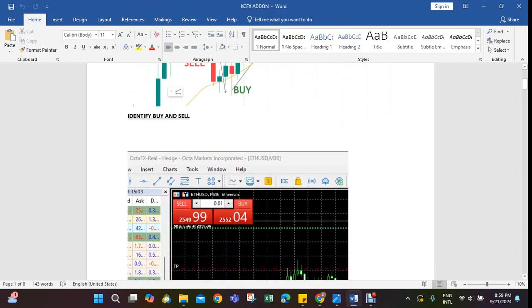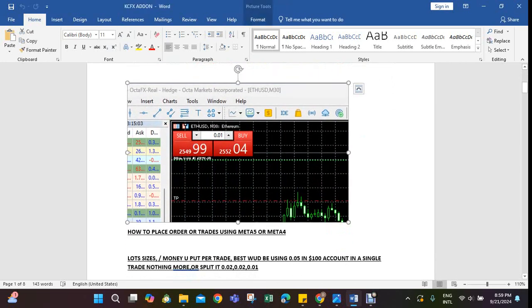Now we're going to the next picture, which is this one. This is a Meta 5 platform. It's a trading platform which all brokers use. We have the Meta 4 and the Meta 5, but I prefer to use the Meta 5 because it has all the instruments we need. When you start trading, you would have this on your computer because you need it to enter a trade. Even on your phone, there's also a Meta 5 and Meta 4 app. I put this picture here just for us to see how it's going to look.